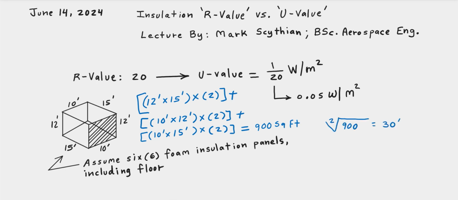So we can simply get the square root of 900 square feet. So that's 30 feet linear by 30 feet linear. So if we take 30 feet and divide it into 3.28, the number of feet to a meter, we get 9.15 meters linear. And then we cube that value, so that is a total square meters of 765.14 square meters of insulation area, 6 panels.